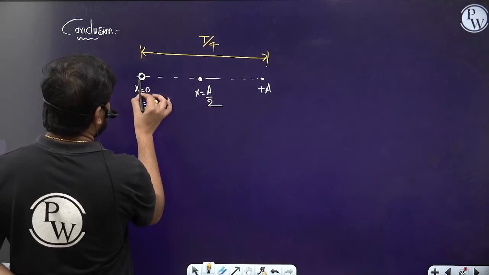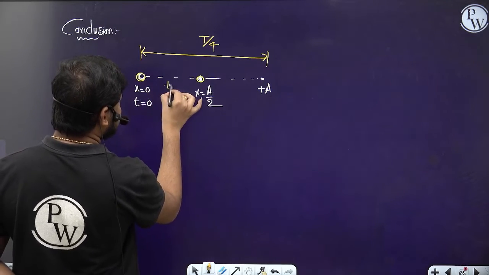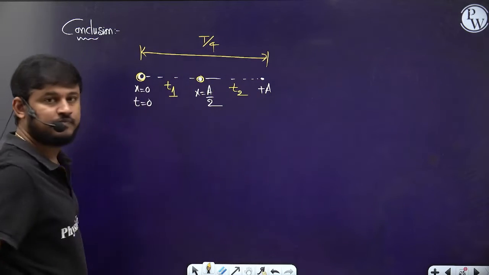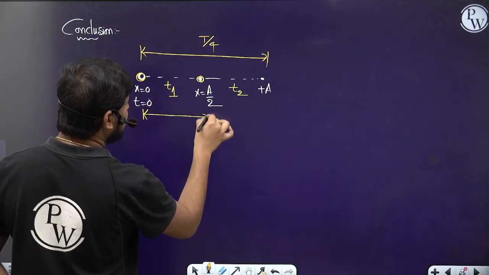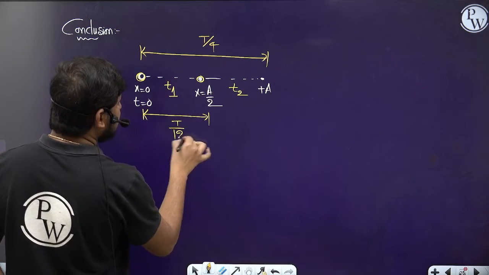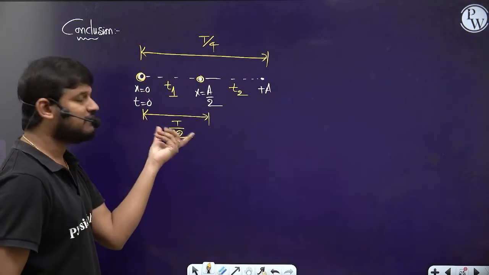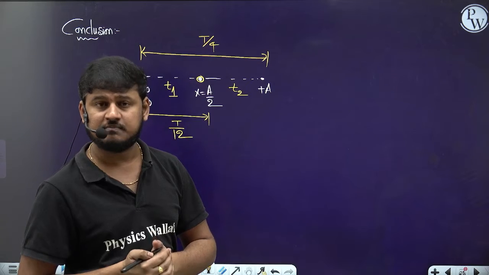Now, you know that from the mean position to half of its amplitude, let's say this time period is t1. And the time taken for the second half is t2. We got this time t1 as T by 12. Then will this also be T by 12? It covered the first half in T by 12 seconds. Will the second half also be covered in the same time?